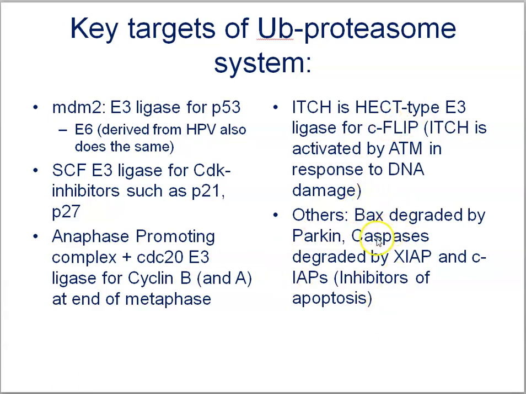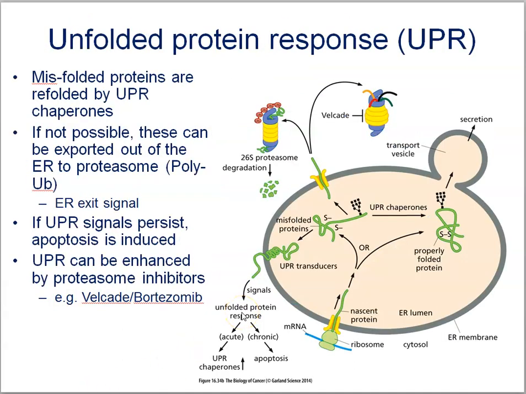And then we've got other apoptosis related targets, so BAX, that you will come across in your apoptosis signaling lectures, can be degraded by Parkin, which is another E3 ligase, and the caspases themselves in apoptotic signaling can be degraded by XIAP, which is an inhibitor of caspase. So that's the background to what the ubiquitin ligase proteasome system is all about.